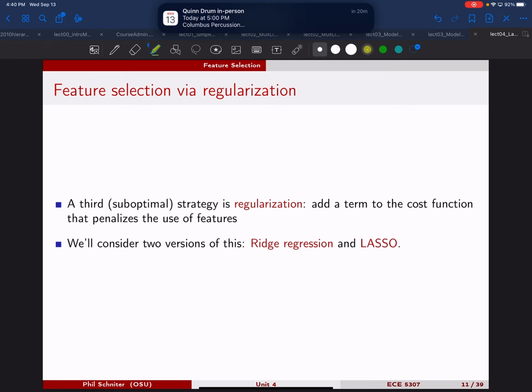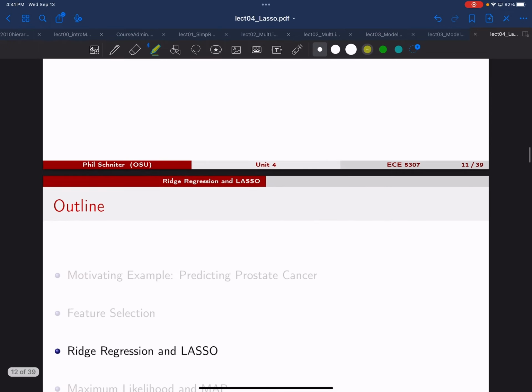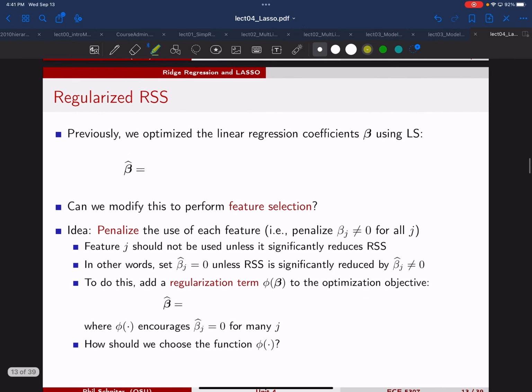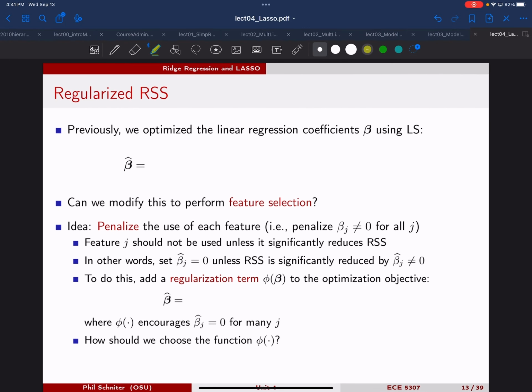Because when you use RSS alone, as we saw, there's no penalty for adding more features. And if you just look at the training data alone, it always says to select more features. So the idea with regularization is let's try to explicitly add that penalty. And we'll get into all the details. There's basically two versions we're going to look at, which is ridge regression and lasso. So I'll explain now with a little bit more detail what we mean by this regularization approach.